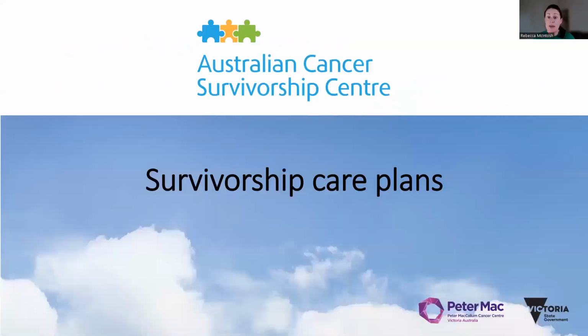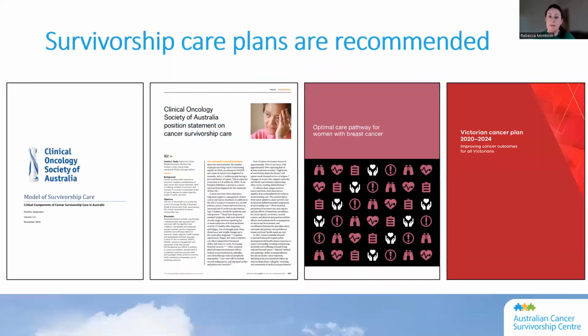Now we'll be moving on to our next section on survivorship care plans. Many international survivorship care guidelines do recommend providing patients with a survivorship care plan at the completion of treatment. In Australia, the COSA models of survivorship discussed earlier recommend that at transition to follow-up care, healthcare teams should provide a treatment summary and survivorship care plan as key tools to facilitate comprehensive care planning and communication between healthcare providers.